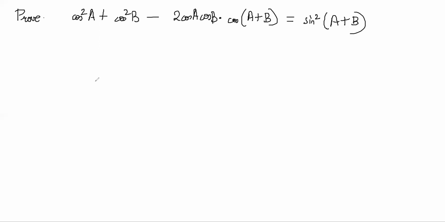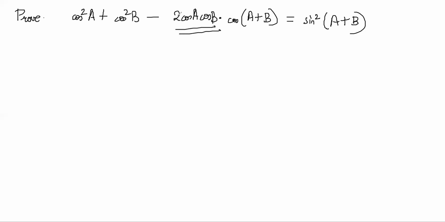Okay, so now I'm thinking of what to do. Sine square a plus b. Prove that cos square a plus cos square b minus 2 cos a cos b. I know a way to write it, I think.